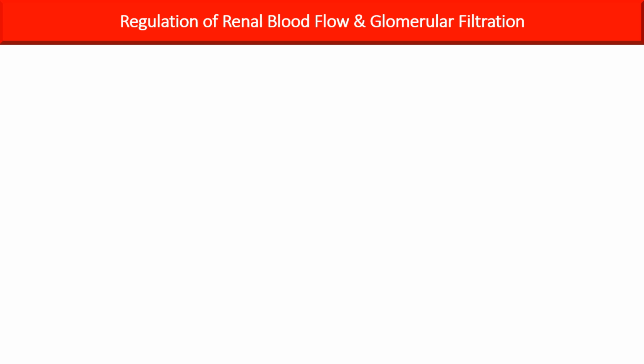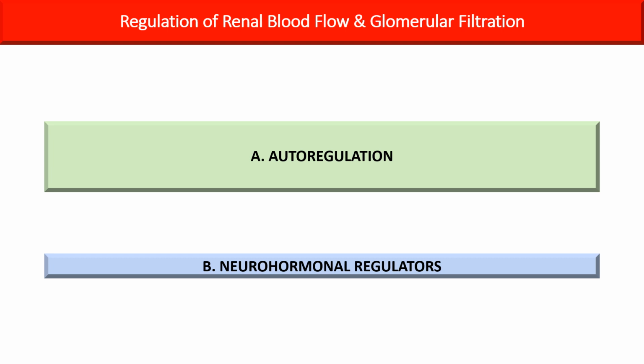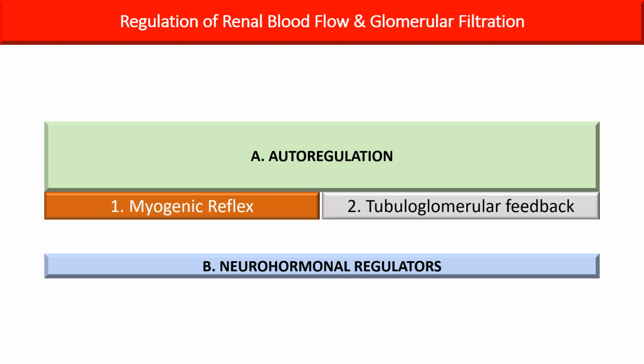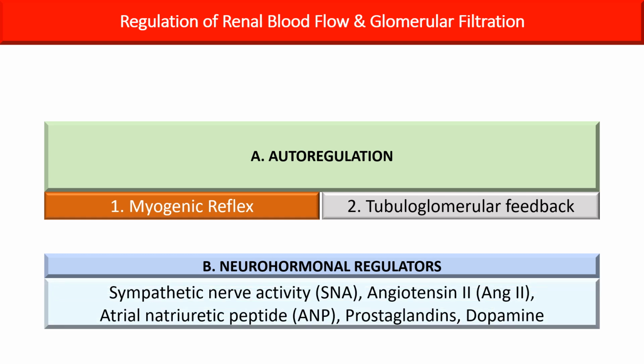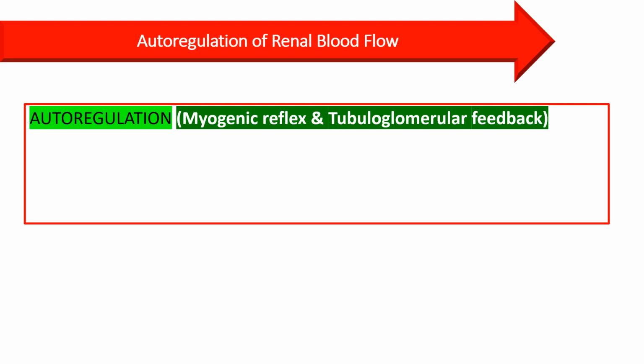Renal blood flow and glomerular filtration rate are determined by autoregulation and neurohormonal factors. Autoregulation is thought to involve two processes called the myogenic reflex and tubuloglomerular feedback. Major neurohormonal regulators include sympathetic nerve activity, angiotensin II, atrial natriuretic peptide, prostaglandins, and dopamine. What is autoregulation and what is its purpose?